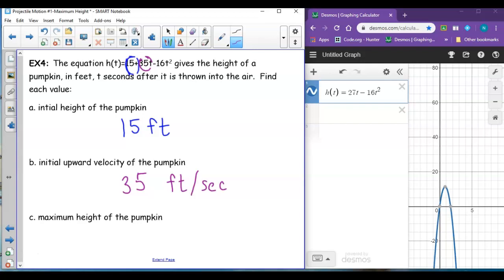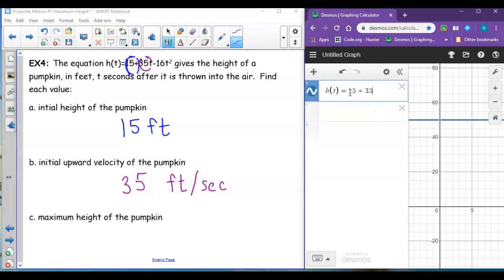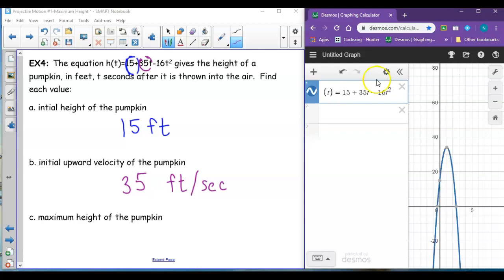And then the last part asks us for the maximum height of the pumpkin. So we've just got to type in the equation like we've been doing into Desmos. So 15 plus 35t minus 16t squared. And if you go over here to the maximum point, you can see that you've got 34.141 is your maximum height. So the maximum height of the pumpkin would be 34.141 feet.